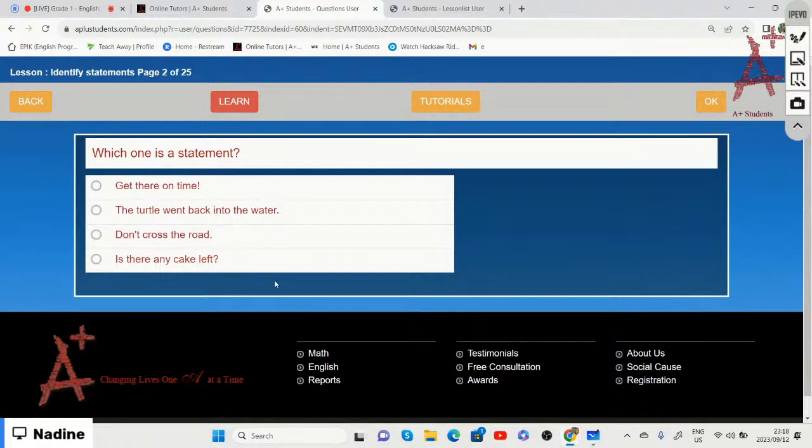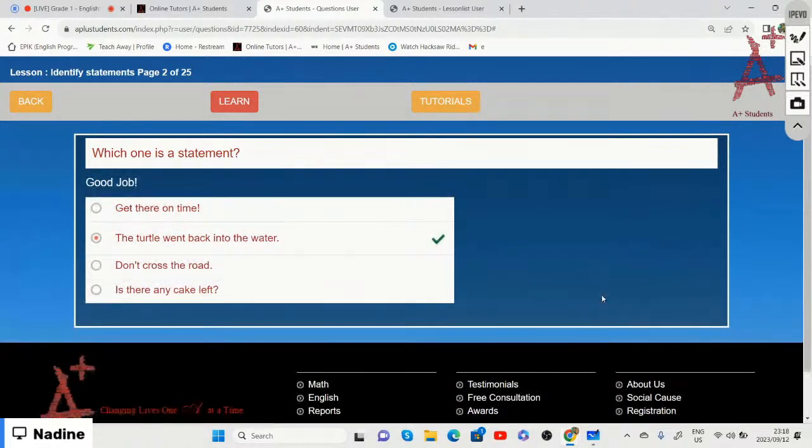So which one of these is a statement? All right, if we look at our different options, get there on time is an exclamation sentence. The turtle went back into the water. So we are going to choose option 2 as a statement.